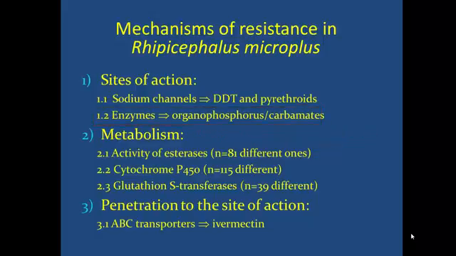while the same strain was very susceptible to another organophosphorus called ethion. Another important mechanism of resistance is to increase the metabolism or detoxification by inducing enzymes that break down or eliminate the drug from inside the parasite. Some of the different enzymes, which in turn have many isoforms, are listed here. We have esterases, cytochromes, glutathione transferases.